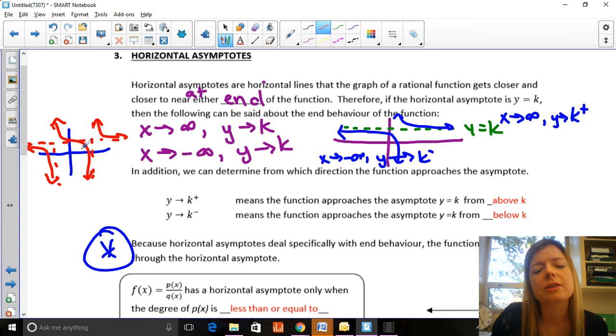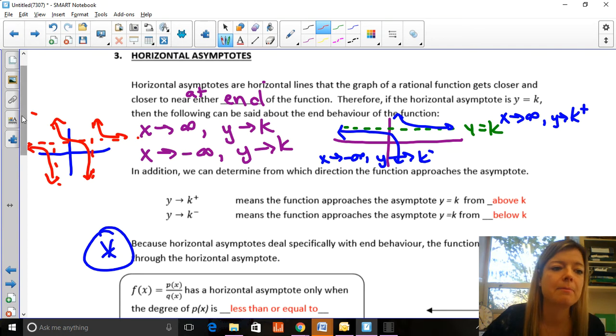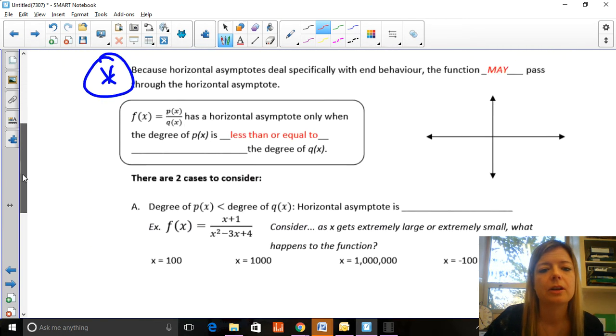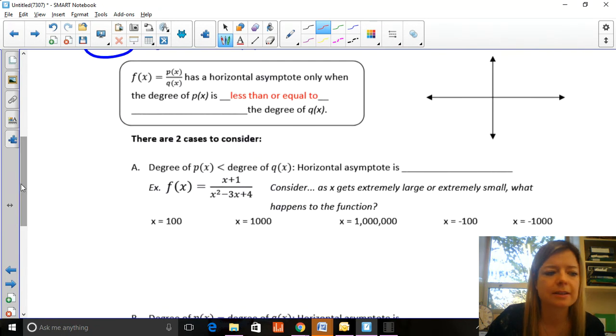So horizontal asymptotes are different in that you can pass through them. But it's talking about the end behavior. So as the function gets extremely large in either direction, it's going to be approaching but never touching that horizontal asymptote. Okay, but in the middle, it might still touch it. So how can we determine horizontal asymptotes?